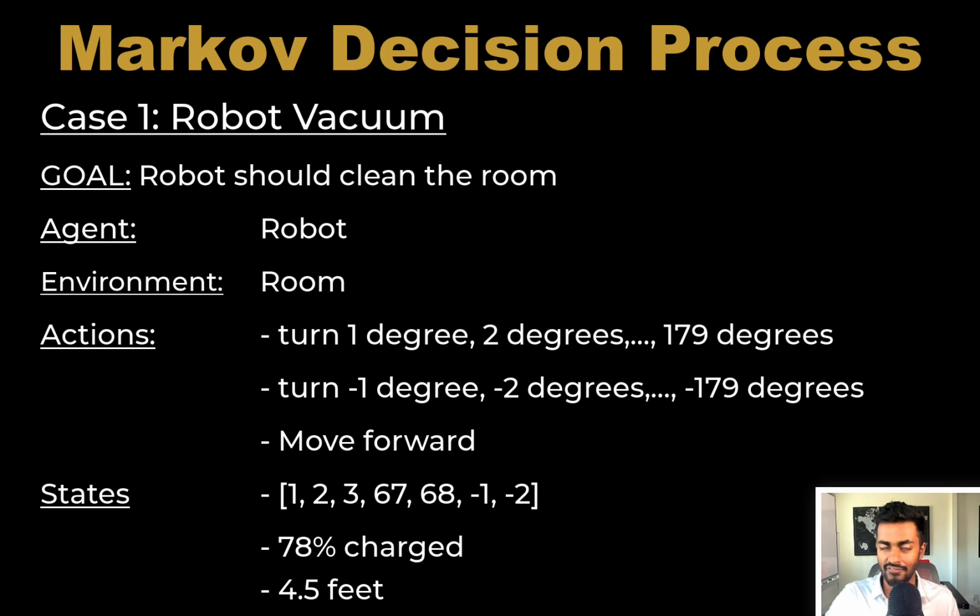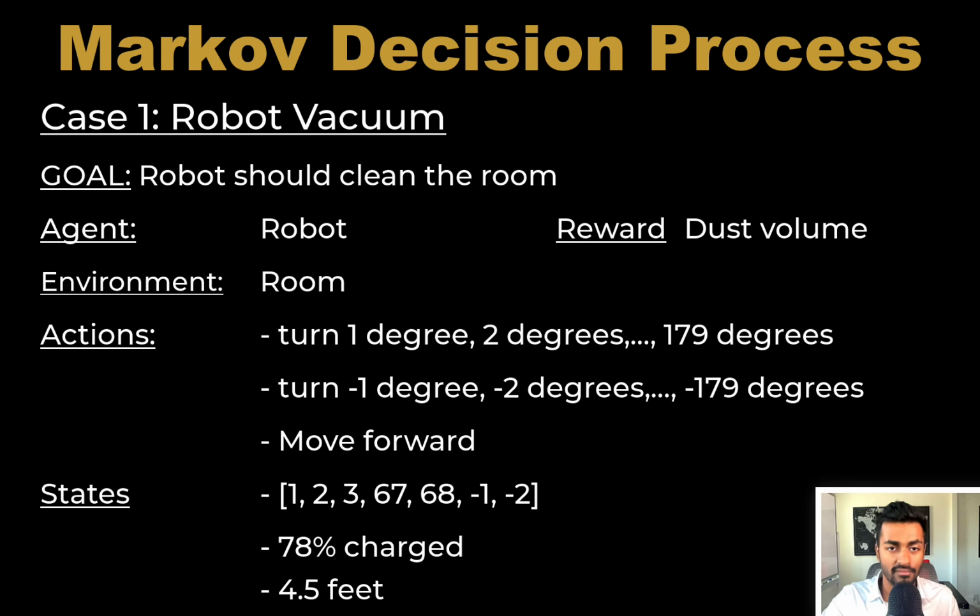Next, we want to define what is the state. So a state is a snapshot of the environment. And in this case, it'll be a snapshot of the room itself. So this could be the list of, for every single degree, is there an obstacle within 6 inches? Within 1 degree, 2 degrees, 3 degrees, is there an obstacle within 6 inches? It could also be how much charge the Roomba has, or how far the Roomba is from the charging port.